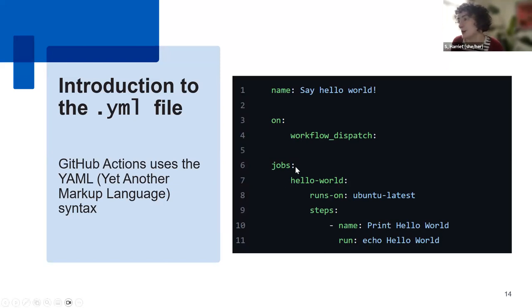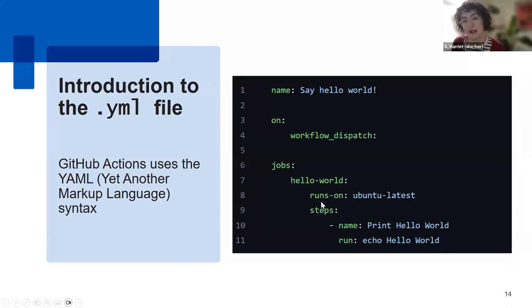We then have a list of jobs. This workflow itself just has one job. So the job itself is named Hello World. But you could have several other jobs underneath it if you wanted to have multiple jobs.